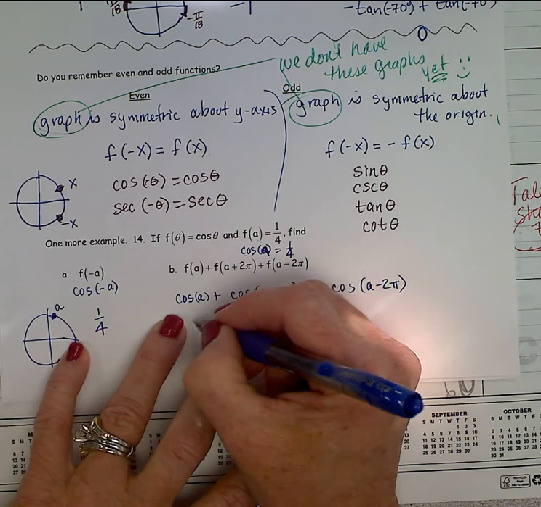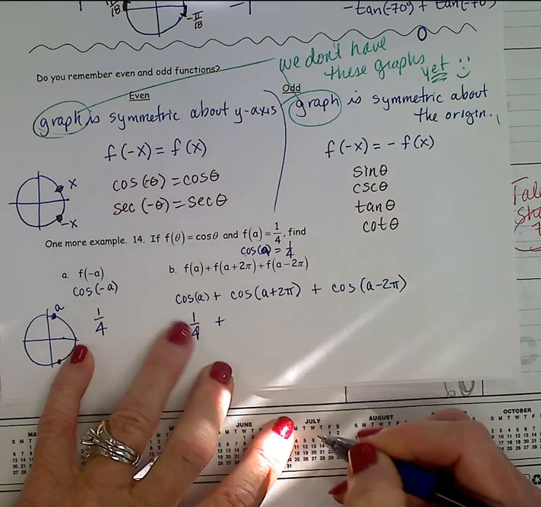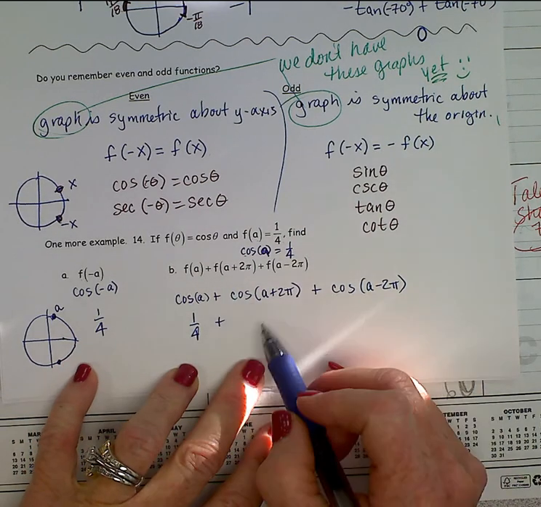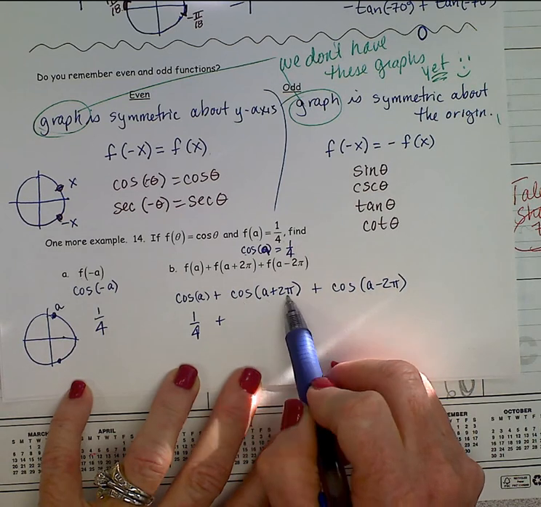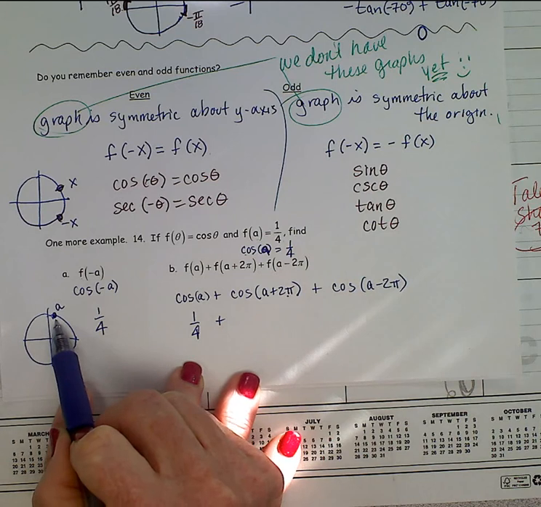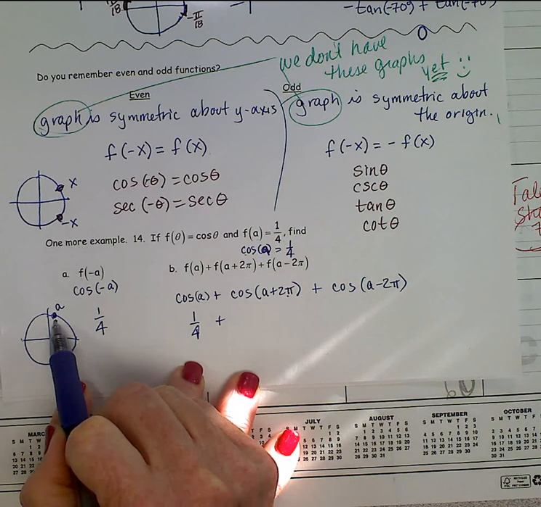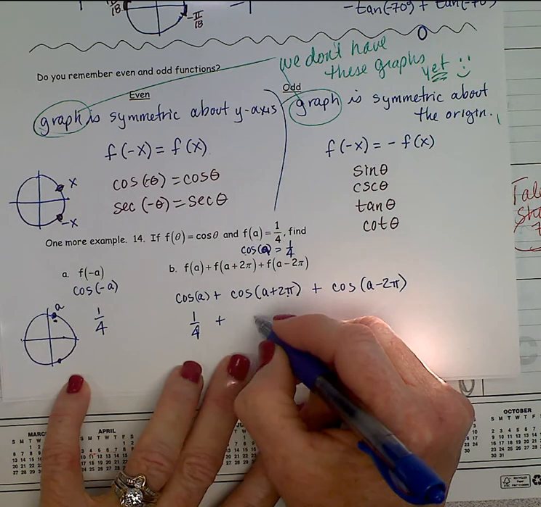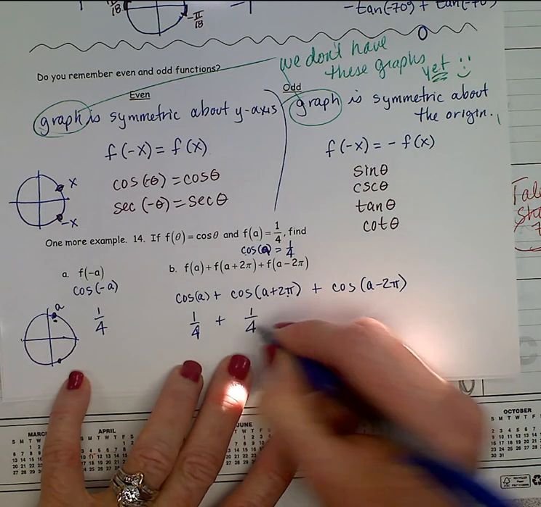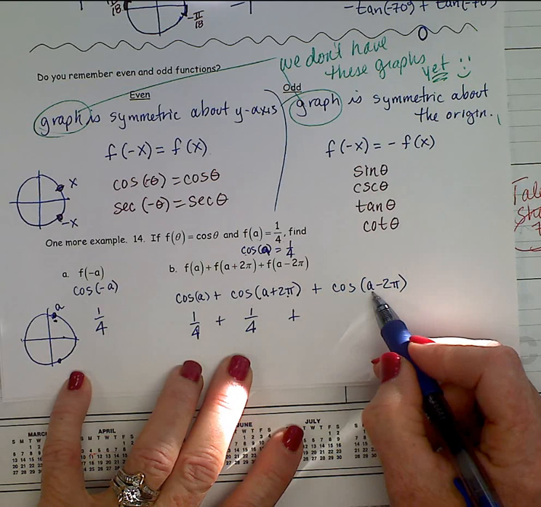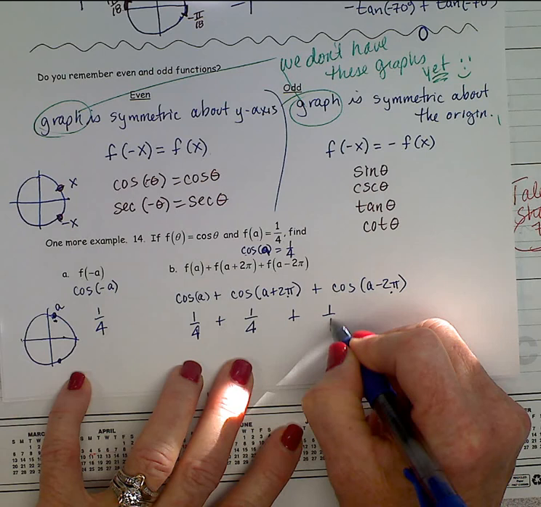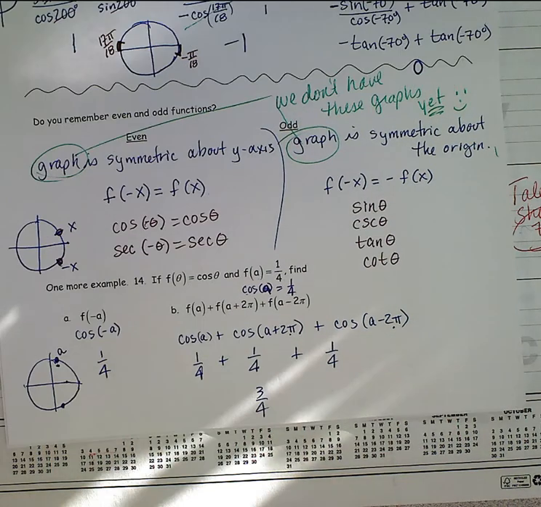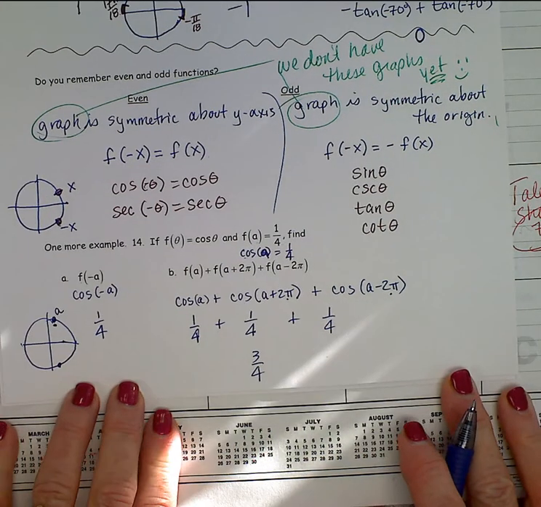Cosine a is 1/4, plus cosine of a plus 2 pi. Well, here's a. Where's a plus 2 pi? Same spot, so it has the same cosine value, 1/4, plus this one, a minus 2 pi, same spot, so same cosine value, and that's 3/4. Whew.